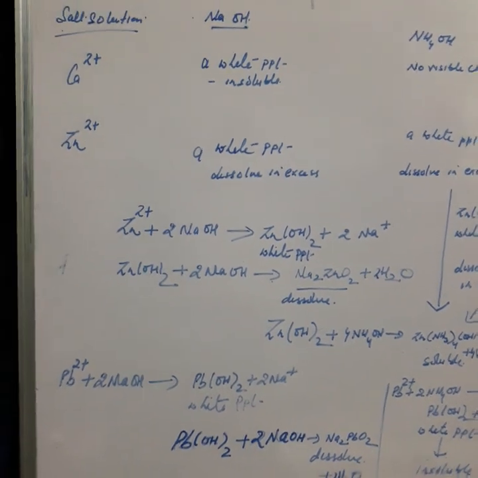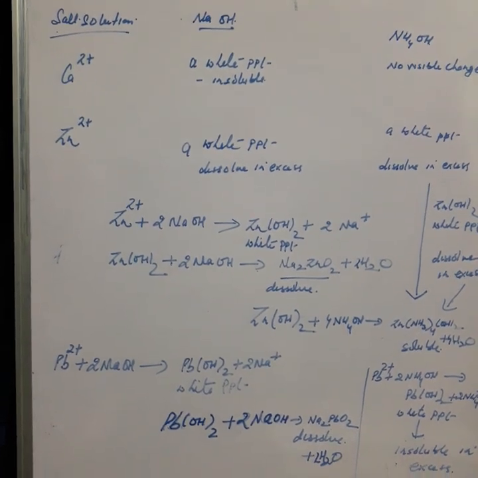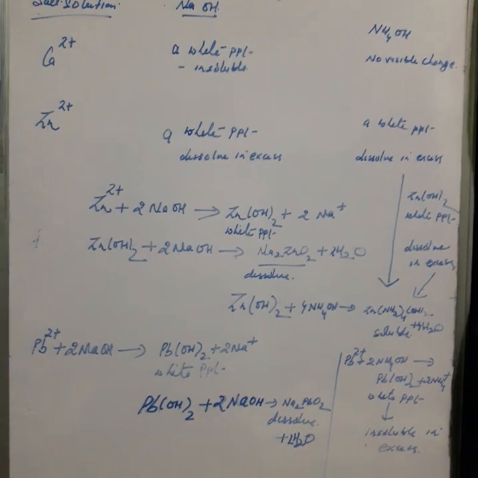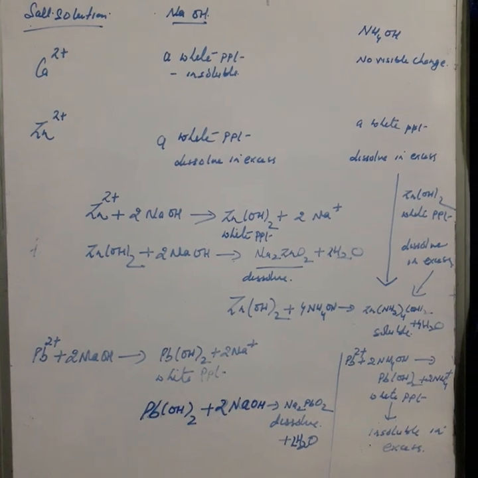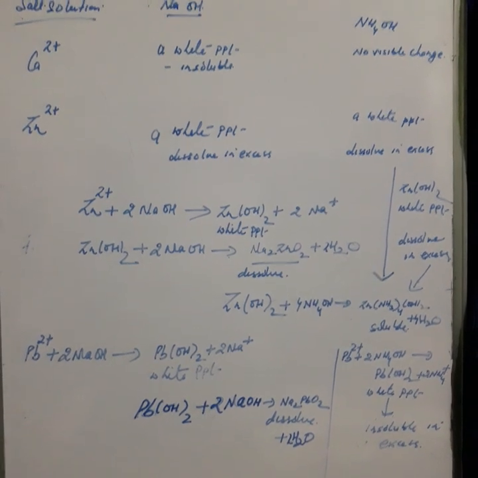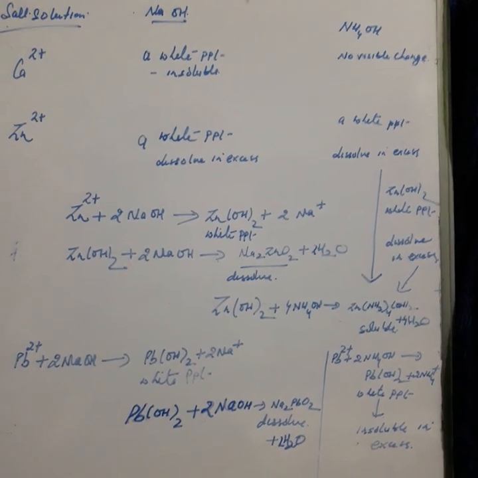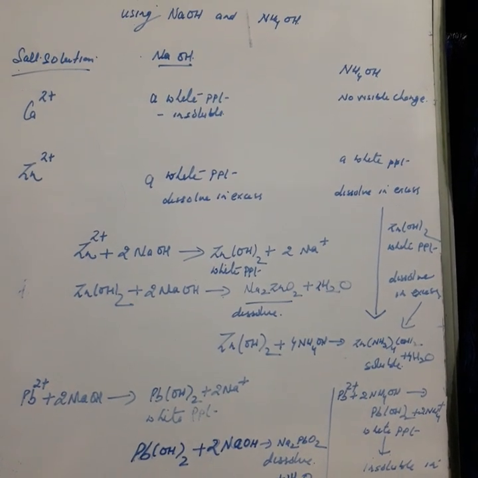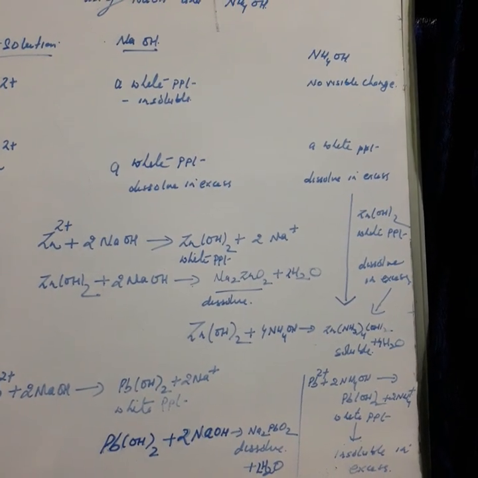So first we will see how calcium salt reacts with sodium hydroxide. When sodium hydroxide is added to the salt solution of calcium, we will see a white precipitate is obtained, which remains insoluble in excess. Clear? Calcium salt reacts with sodium hydroxide to give a white precipitate of calcium hydroxide, which remains insoluble in excess amount of sodium hydroxide.